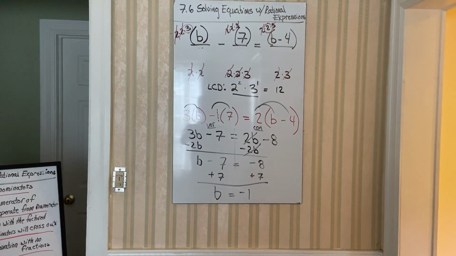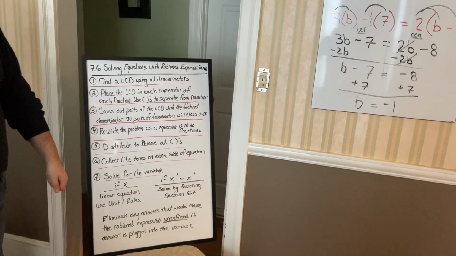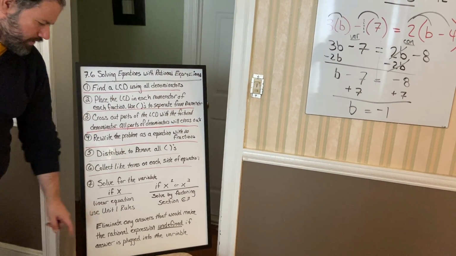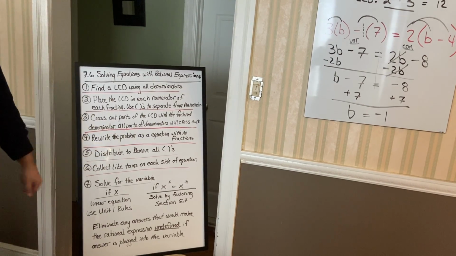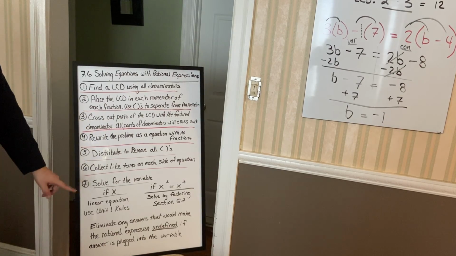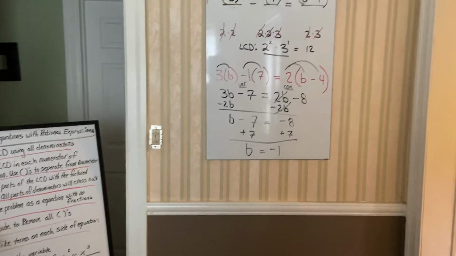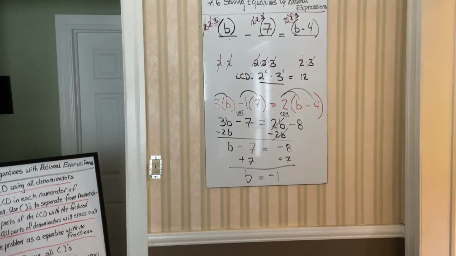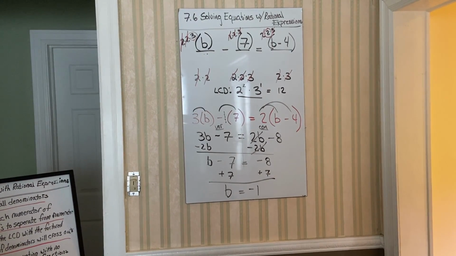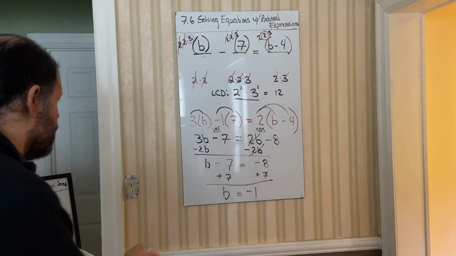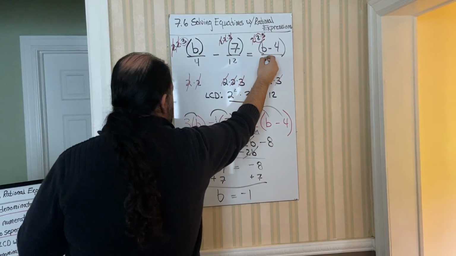8 players do. The last thing that we have down here, which you usually don't pay attention to too much, says to eliminate any answers that would make the rational expression undefined if that answer is plugged in as the variable. What does that mean? That means think of what our original fractions were. Go back to your original problem, the original fractions. Remember, we had a 4 here, we had a 12 here, and we had a 6.